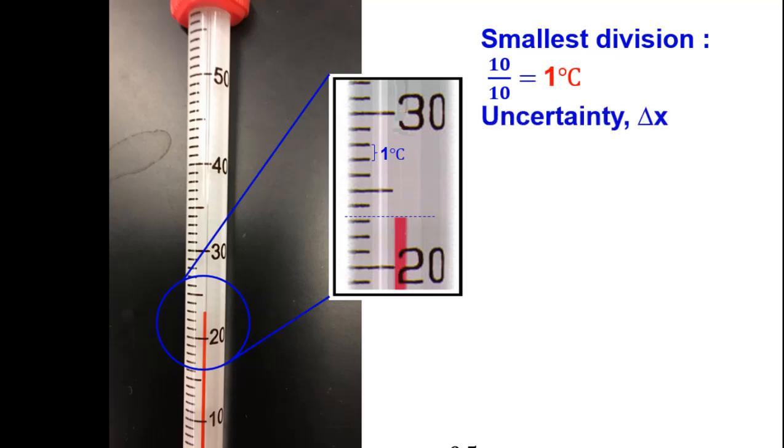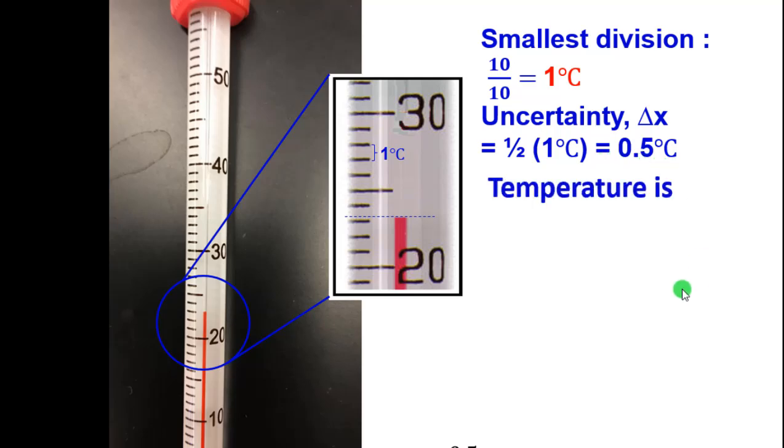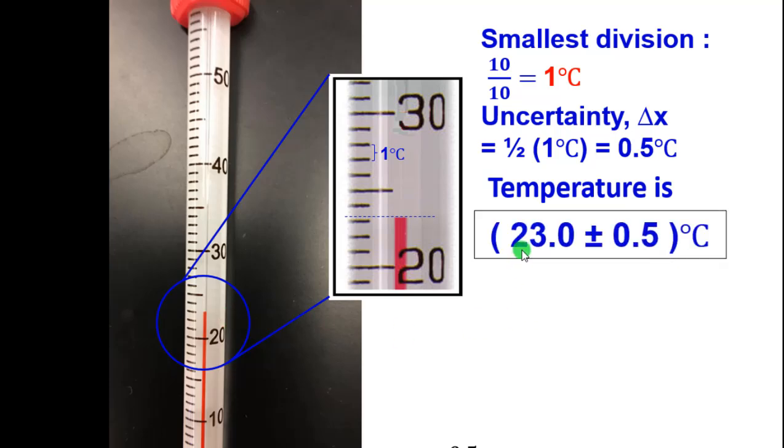Another example. For example, I read at a single point on a thermometer. So the smallest division will be 10 divided by 10, which is 1 degree. So the uncertainty delta X will be half of the smallest division, which is equal to 0.5 degrees Celsius. So the temperature shown by this thermometer, I can record as 23.0 plus minus 0.5 degrees Celsius.